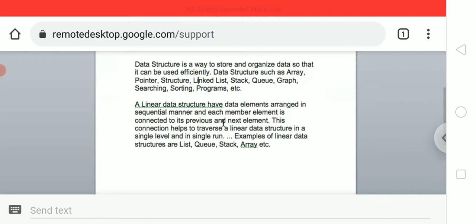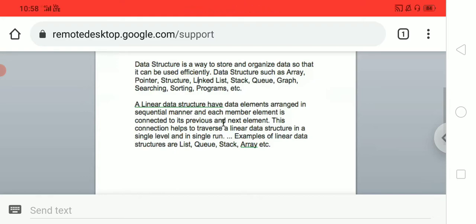Today our topic is binary trees in data structures. We already know about the topics of data structures, linked lists, and stacks. So you learned all those things in previous videos. Now let us discuss binary trees.